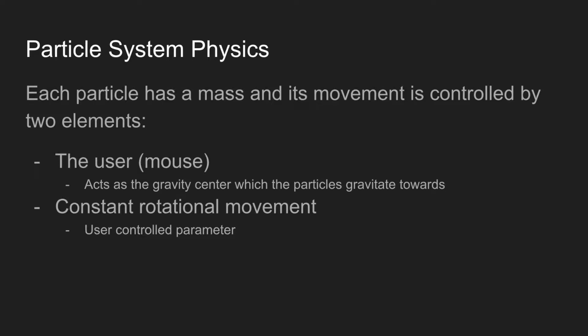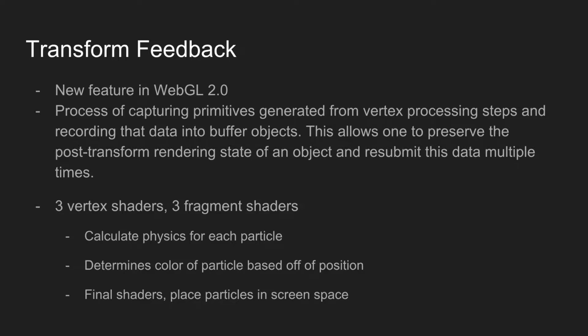The second part of the particle system was transform feedback, which is a new feature in WebGL2, and it's a process of capturing primitives generated from vertex processing steps and recording that data into buffer objects. This allows us to preserve the post-transform rendering state of an object and resubmit this data multiple times.